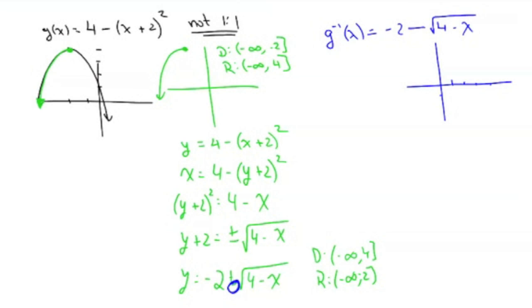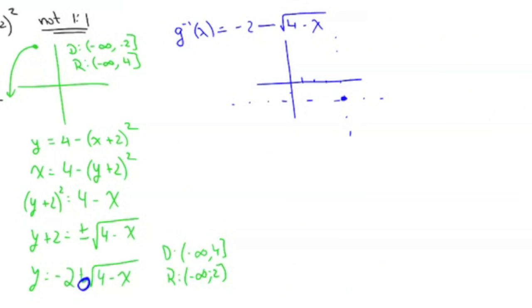It goes down 2. I'm going to put my dotted lines in here. And it starts here. Which way does it go? This way. Yes, because it's flipped over the x and y. And this would be the inverse function of this green graph over here. And then we'll talk about how to graph an inverse function from a graph later. We won't do that today.